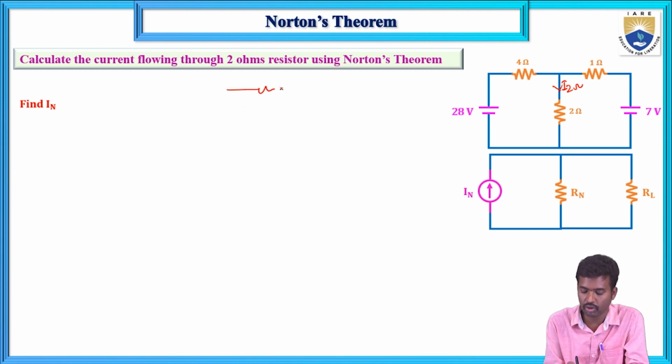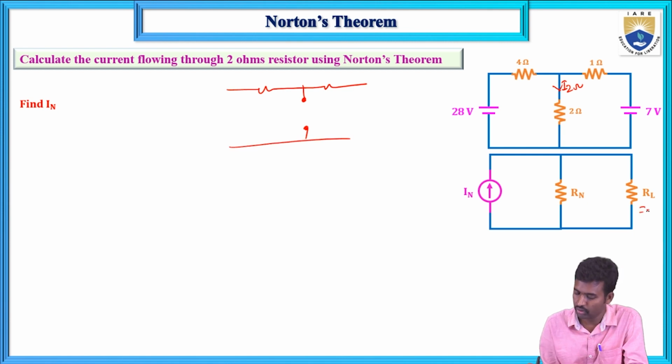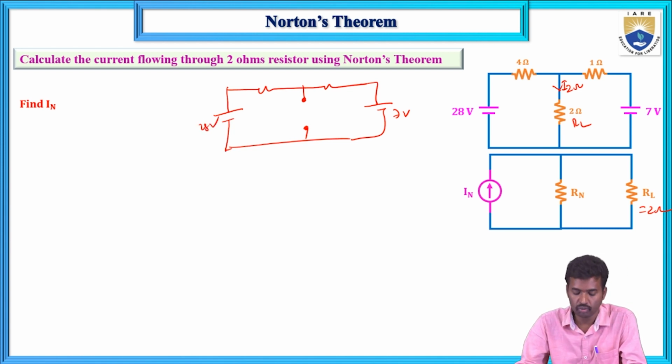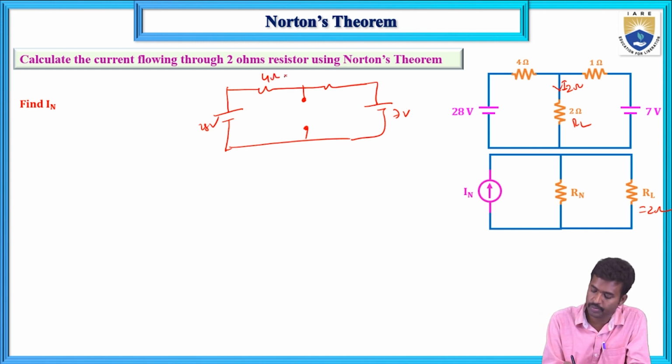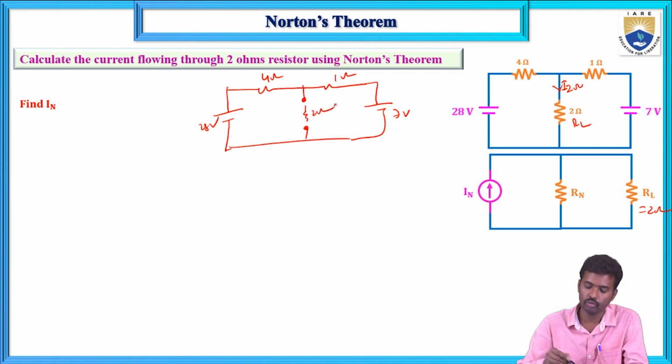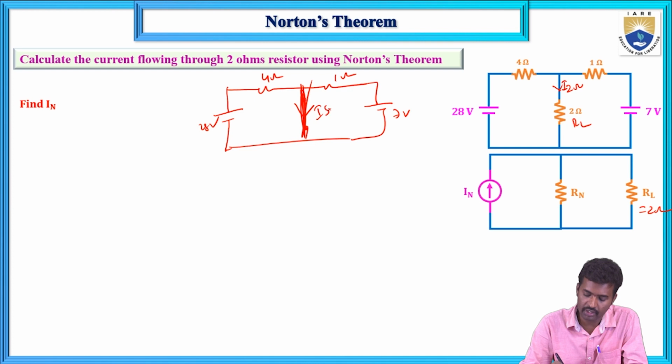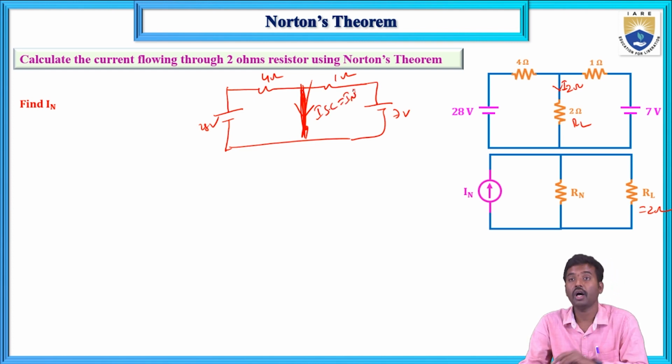First remove the load resistance from the given circuit. This is the load resistance, RL equals the 2 ohms resistor. Here this is 7 volts and this is 28 volts, with the 4 ohms, 1 ohm resistors. The 2 ohms is removed. Remove the load resistance and short the load terminals and calculate the short circuit current ISC. That short circuit current is known as IN.